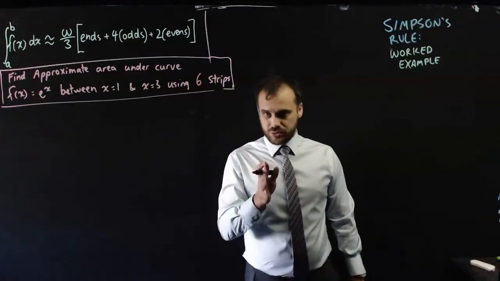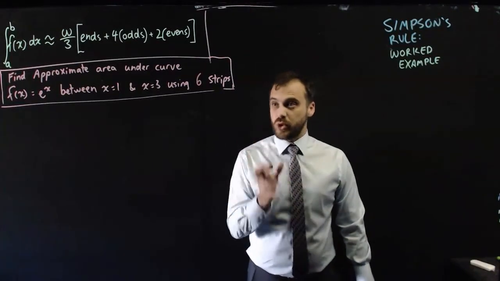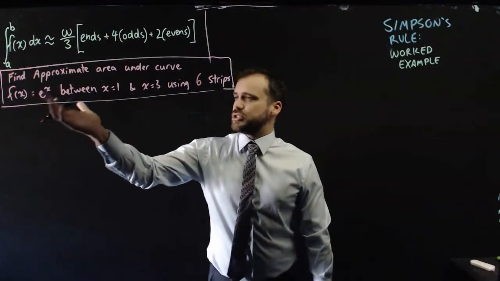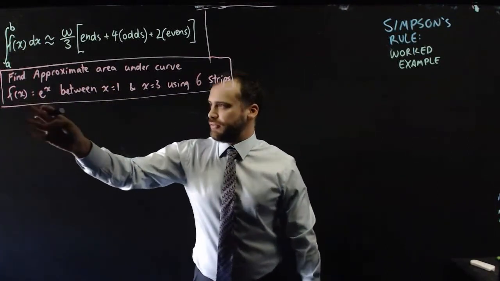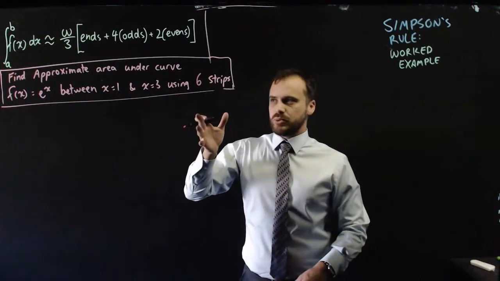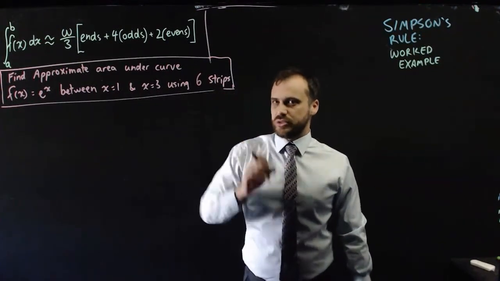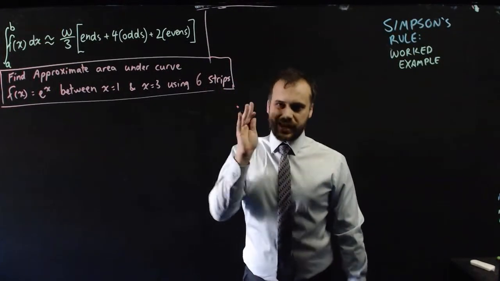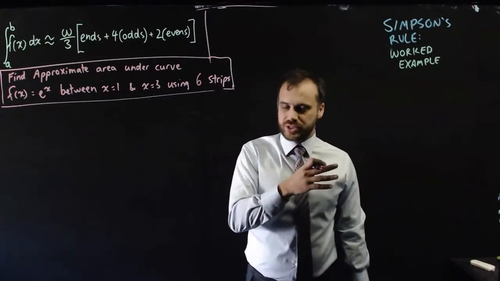So you already know what Simpson's rule is, you already know where it comes from. This is a worked example. We're going to find the approximate area under the curve of f of x equals e to the x between x equals 1 and x equals 3, and we're going to use 6 strips to do it. Remember, those strip numbers have to be even. You can't use 5 strips, you can't use 7 strips.